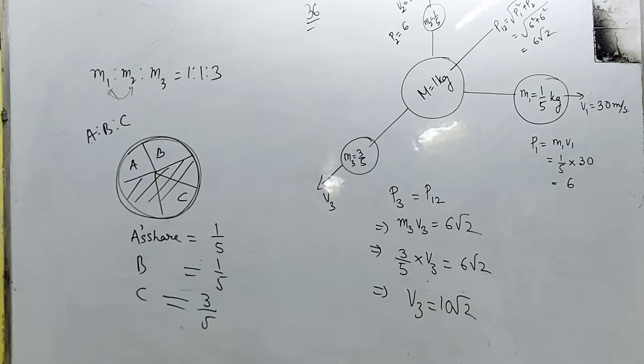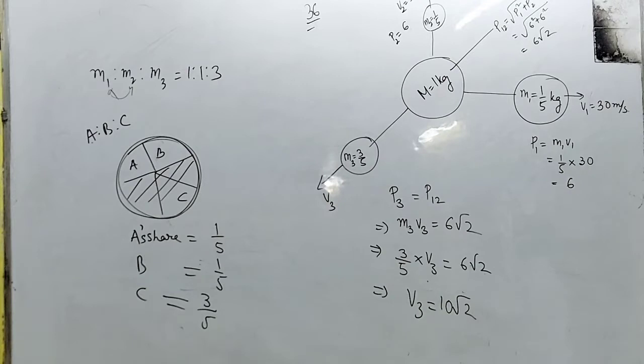Say one is 2 kg and the other is 1 kg. M1 V1 is equal to M2 V2. Just the two fragments: the momentum of the first fragment is equal to the momentum of the second fragment.